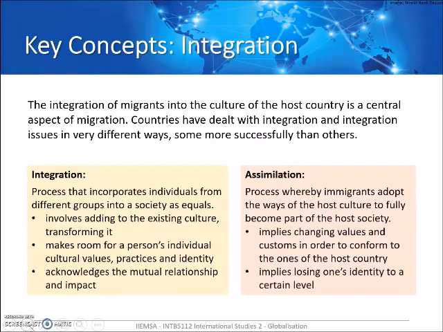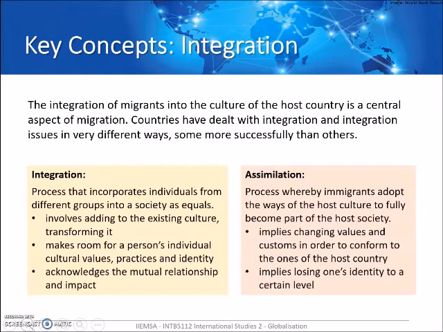One is called integration, and then there's one that is called assimilation, which goes much, much further. So when we talk integration, we're usually talking about a process that incorporates individuals from different groups into a society as equals, right? So this involves adding to the existing culture, transforming it. It makes room for a person's individual cultural values, practices, and identities. And it also acknowledges the mutual relationship and impact.